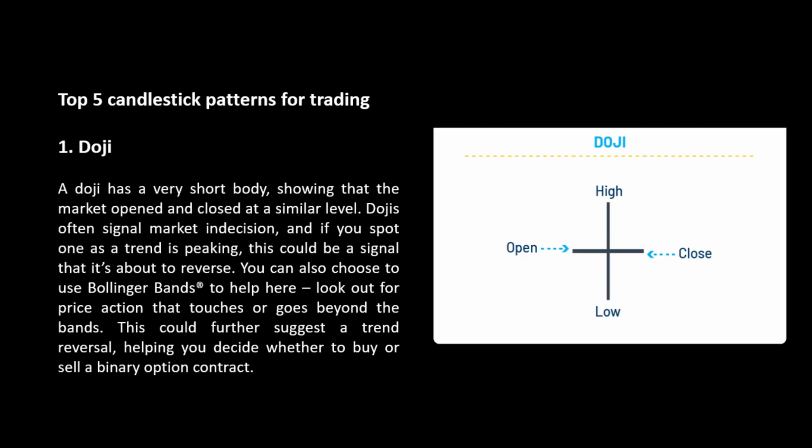Top 5 candlestick patterns for trading. 1. Doji. A doji has a very short body, showing that the market opened and closed at a similar level. Dojis often signal market indecision, and if you spot one as a trend is peaking, this could be a signal that it's about to reverse.